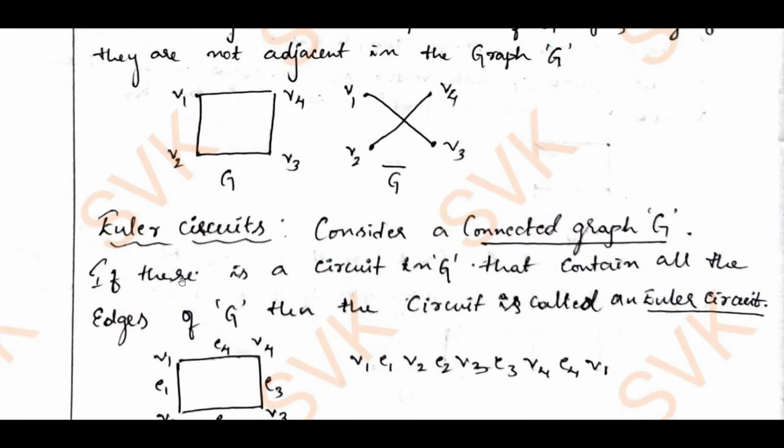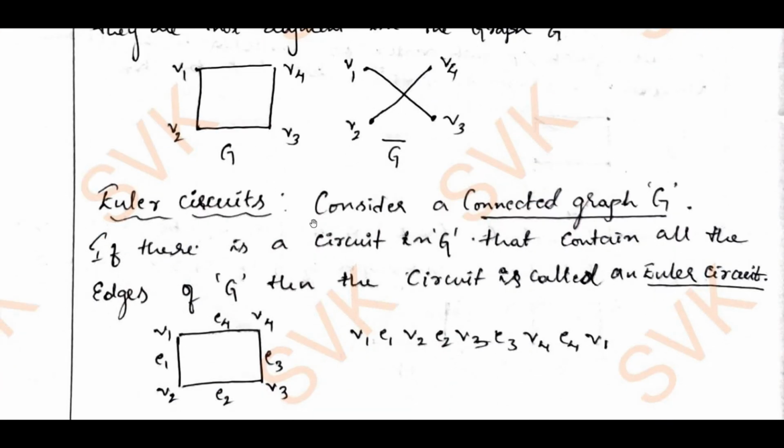Finally, the last definition, Euler circuit. So what is an Euler circuit? Consider a connected graph G. It should be a connected graph G. We are supposed to consider a connected graph G. If there is a circuit in G that contains all the edges of G, then the circuit is called an Euler circuit.